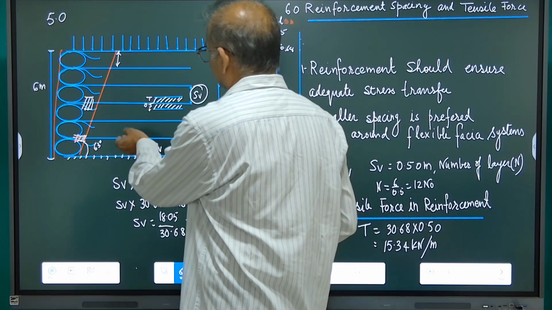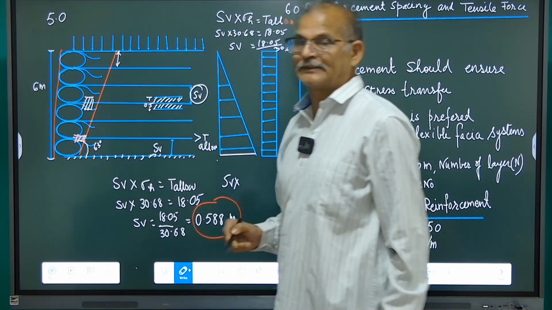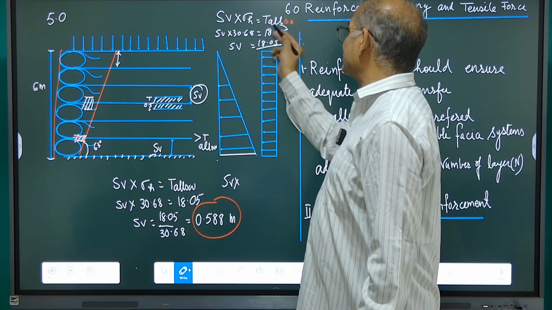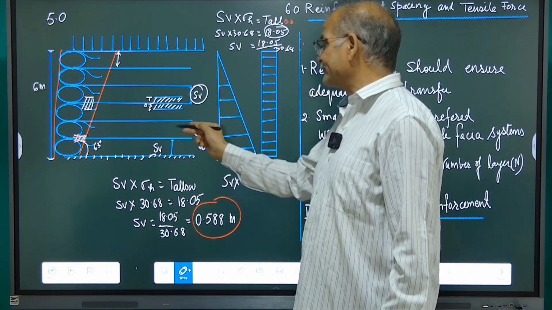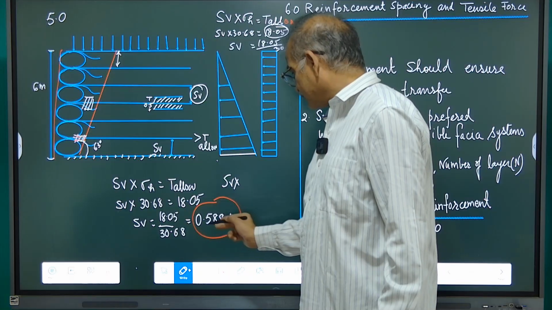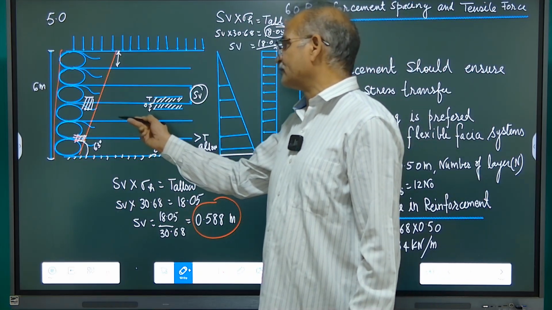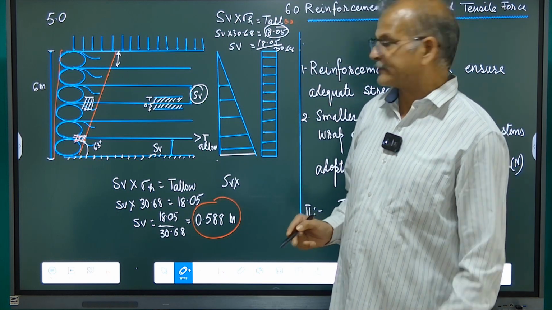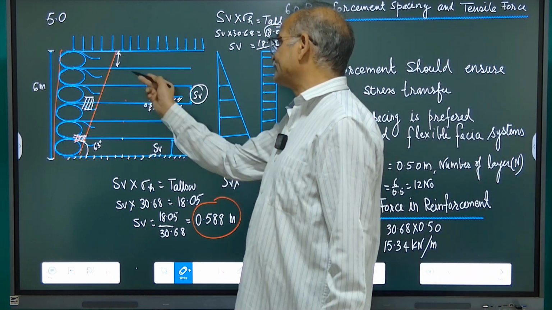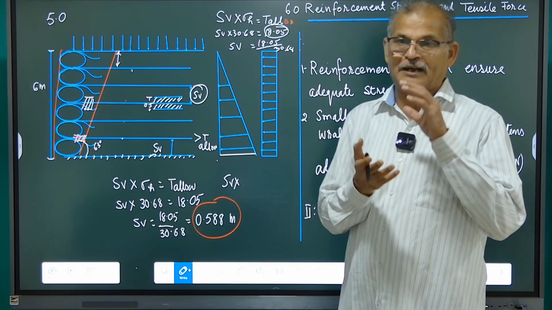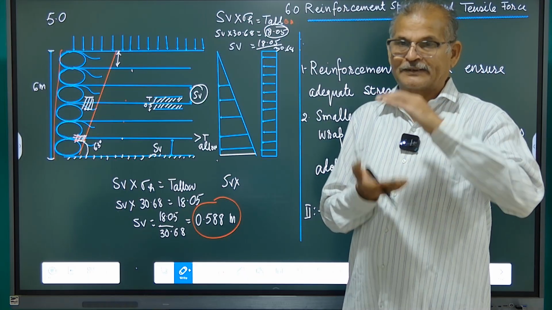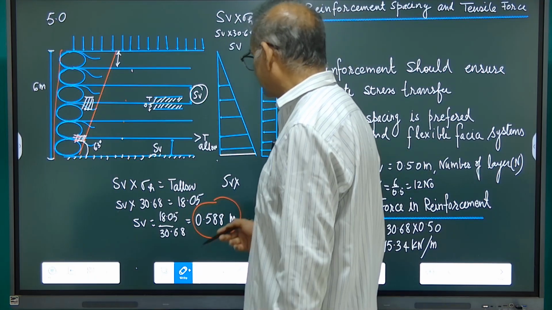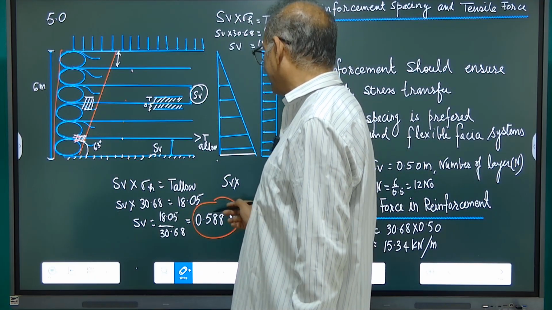Means the spacing for this geotextile, which is having after reduction factor allowable tensile strength 18.05, we can safely place at interval of 0.588 meter. We can check for the intermediate also, but for the calculation purpose we can check for this, and once we know the optimum layer, जो vertical layer होना चाहिए, दोनों के बीच में जो spacing होना चाहिए, that should be provided. But here it has come 0.588.